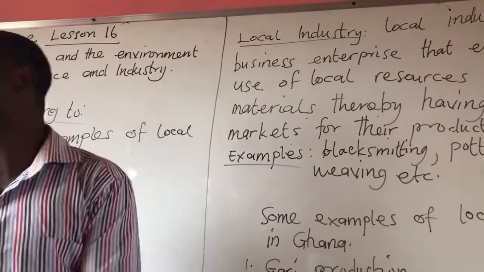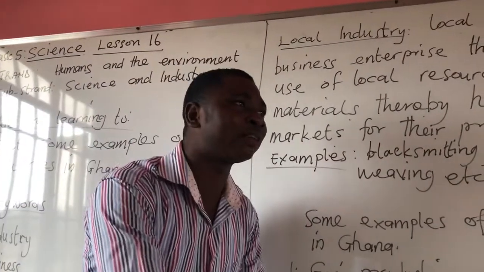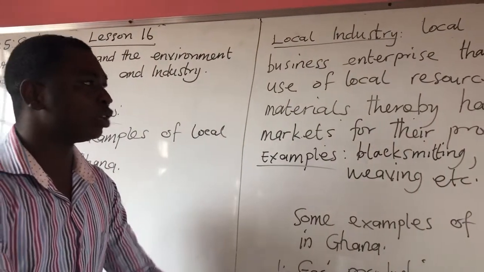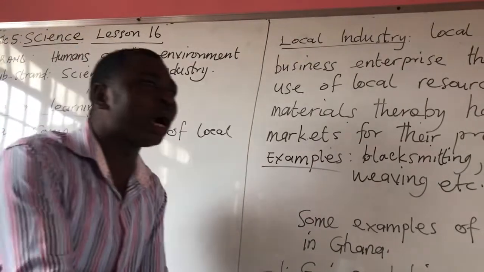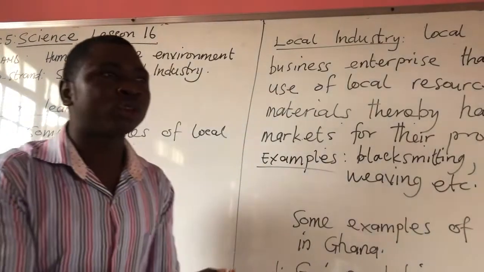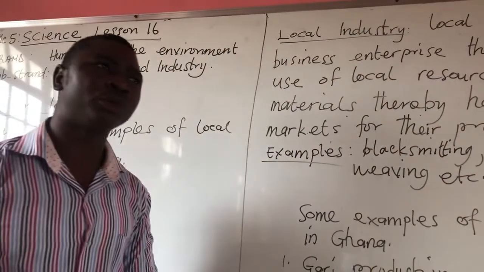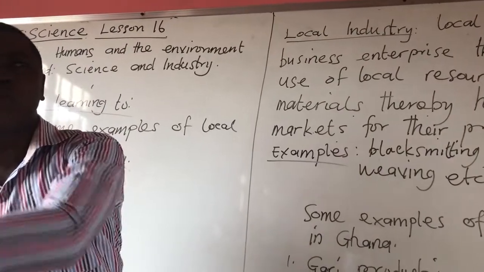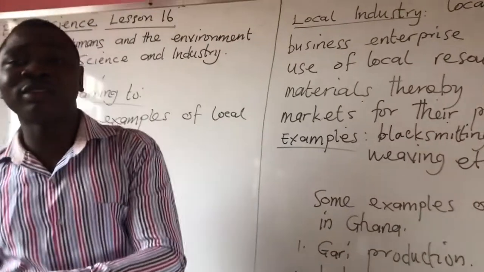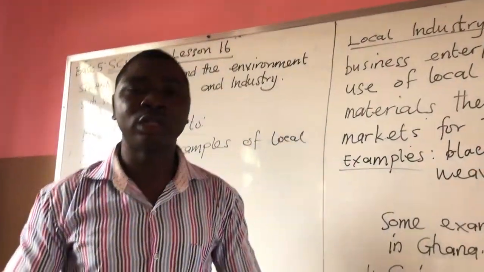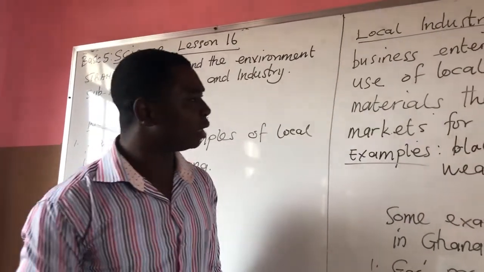So the woman at your side selling banku and okra stew is having a small market size, and therefore is using our local resources and raw materials to provide that food for you. The woman at the corner selling kenkey is also using raw materials within our country to produce that kenkey. Now let's talk about some of the examples.